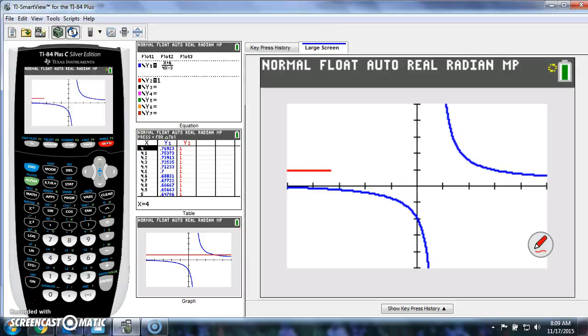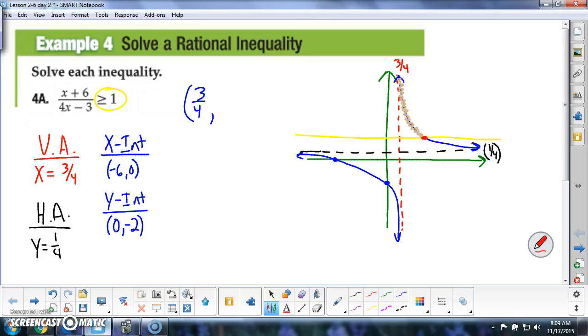And then the horizontal line at 1. Okay, so the important point is where the red and the blue line intersect. To find that, we'll use the trace feature. And I'm going to guess it's someplace about 3. Let's just try 3. Hey, sure enough, it intersects at (3, 1). So on my solution, it's from 3/4 to 3.